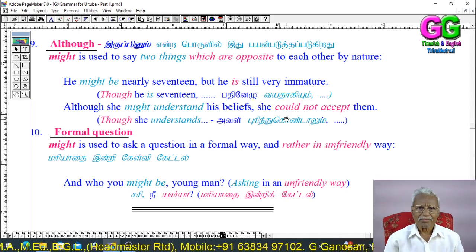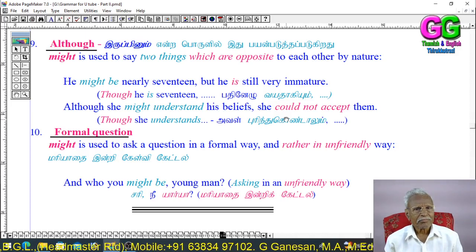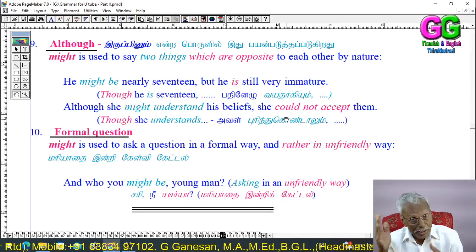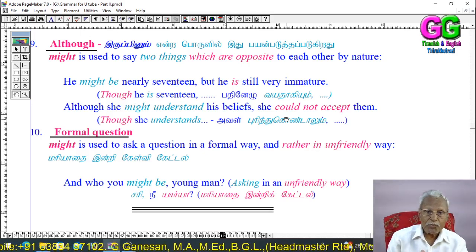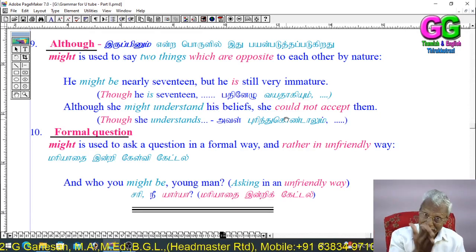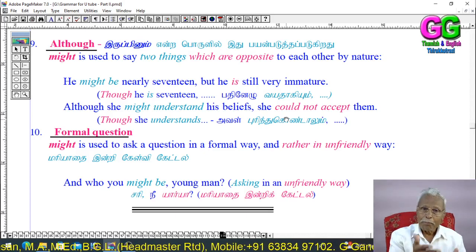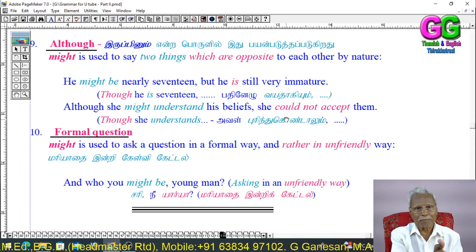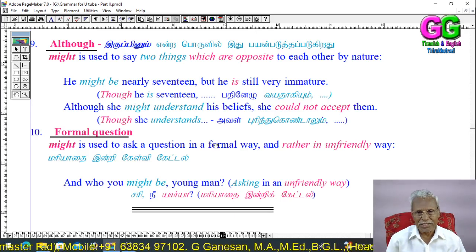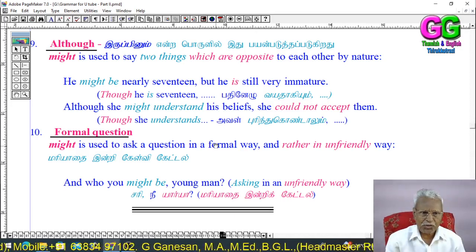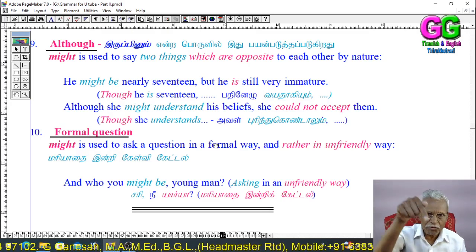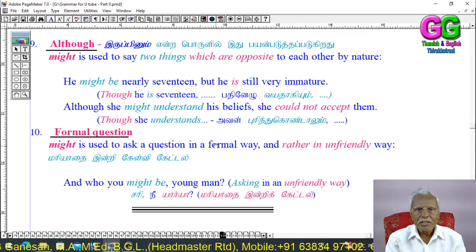Perhaps she understood. Perhaps she understands his feelings, but she does not accept them. Though she understands, that is, she understands. So perhaps she understands his beliefs, his feelings, but she doesn't accept them.